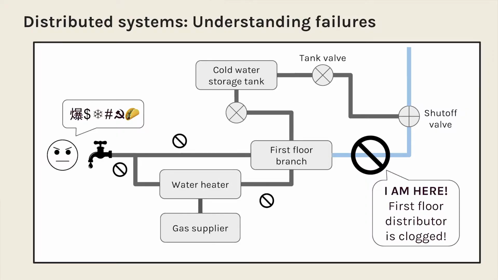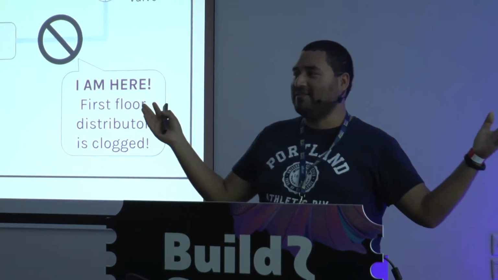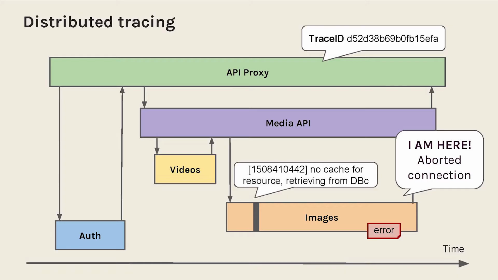So, how can my dream become true, right? What could we use to have such expressive error finding? Well, that is when distributed tracing comes to unclog your pipes. Distributed tracing is a way to understand what happened in your request.